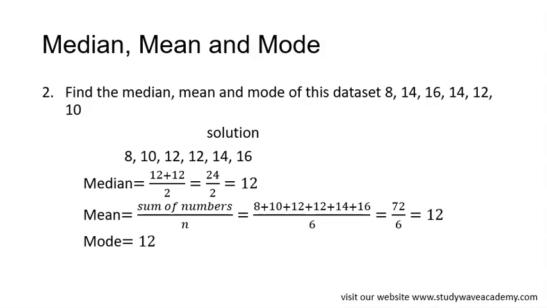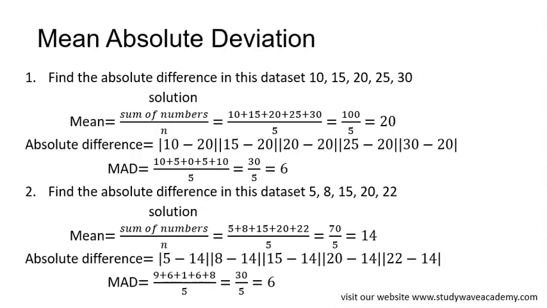Okay, so next we are going to be looking at mean absolute deviation, okay? Mean absolute deviation measures the average distance between each data point and the mean, okay? Calculating it by finding the absolute difference between each data point and the mean, then finding the average of those absolute differences, okay? So we're going to be looking at an example to help us understand this better. Number 1, we have: find the absolute difference in this data set 10, 15, 20, 25, 30.